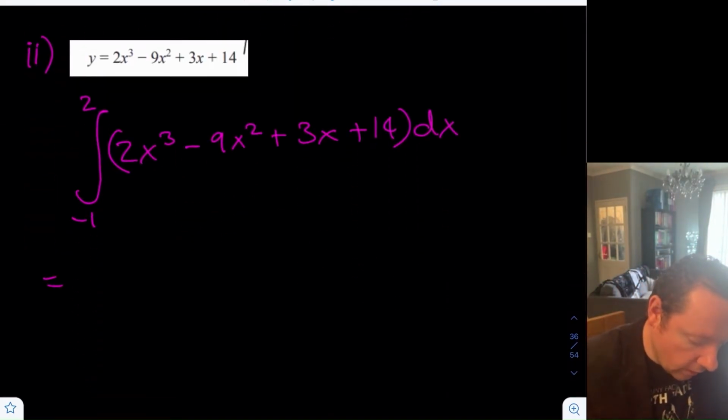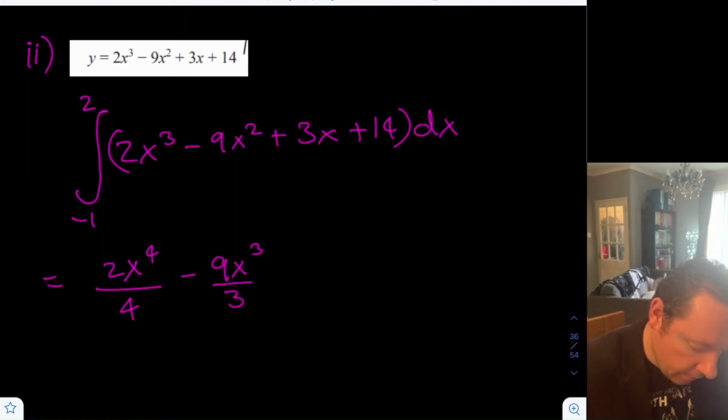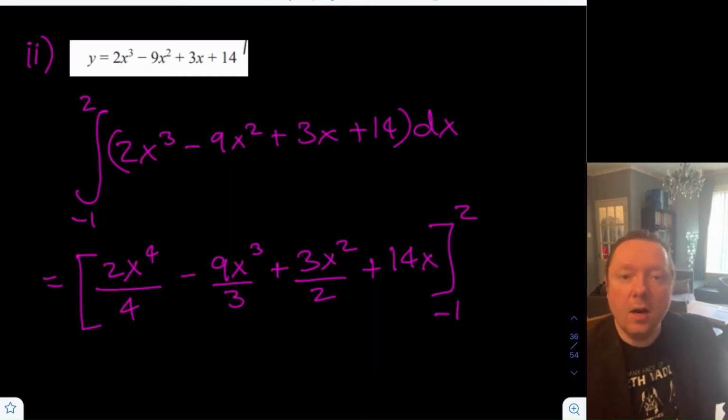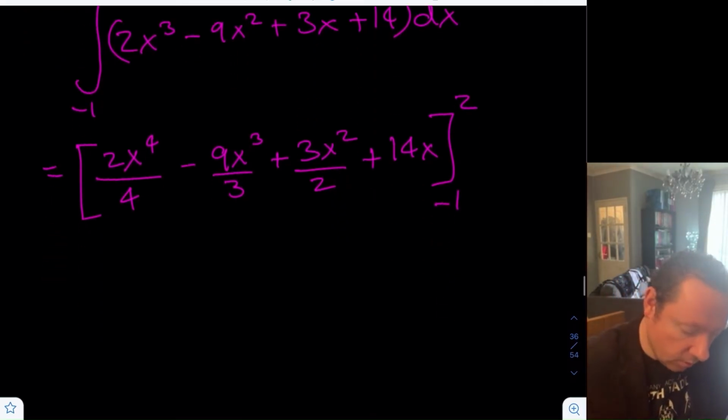So that equals, add 1 to the power, x to the 4 over 4, minus 9x cubed over 3, plus 3x squared over 2, plus 14x, and that is between minus 1 and 2. We then get a mark for subbing in, so let's just sub in our numbers.